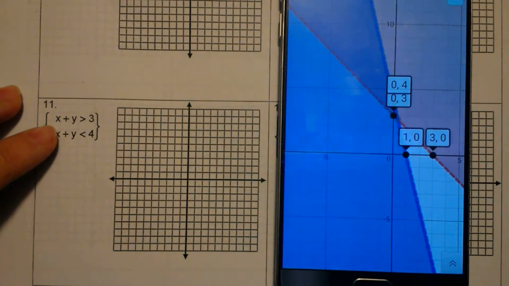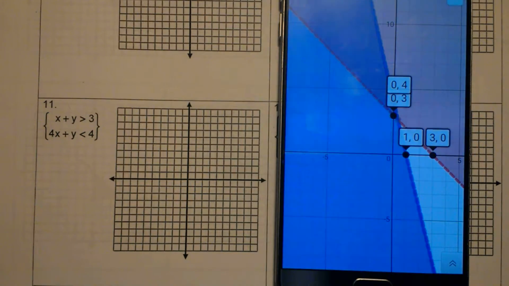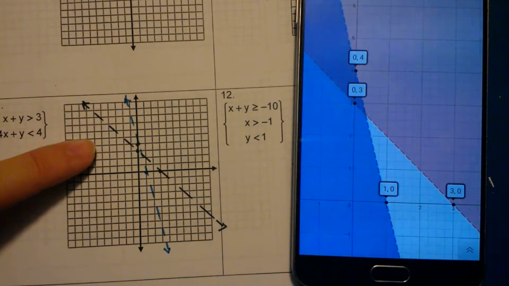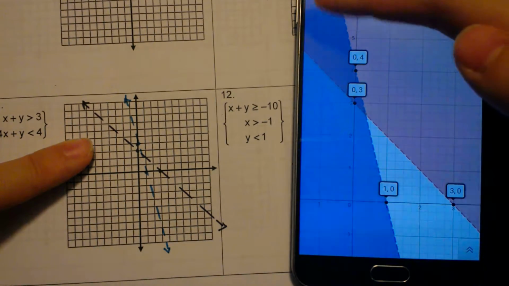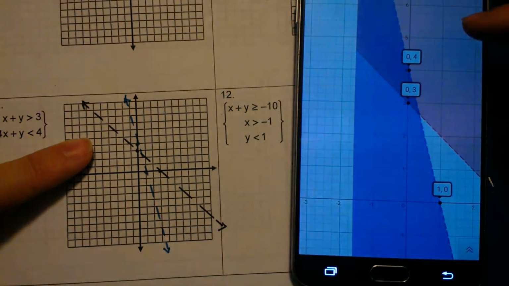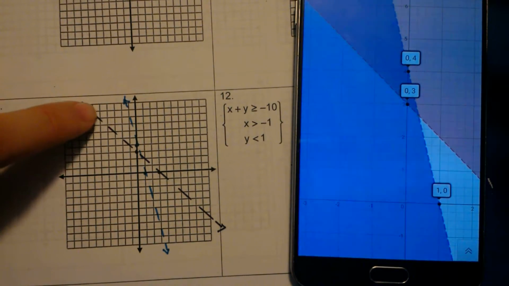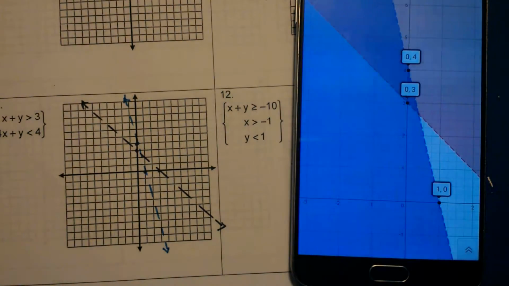So all my intercepts are pretty nice, whole numbers. Okay, so I drew my lines. You can see on Desmos, it shows you where they overlap. It's that region right here. So that's where we shade.